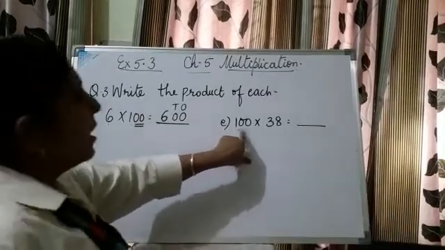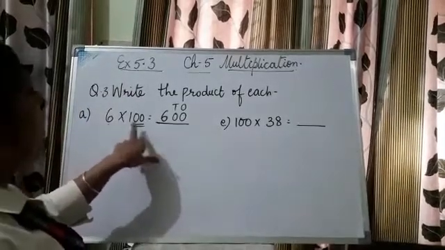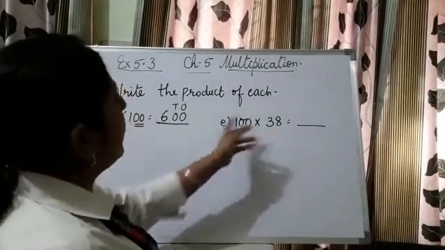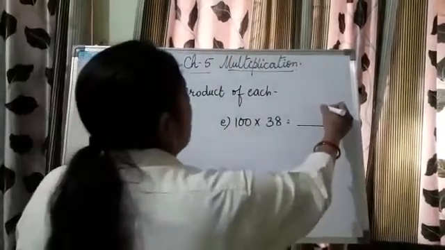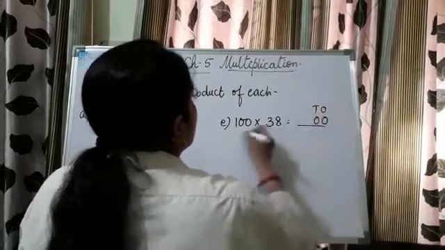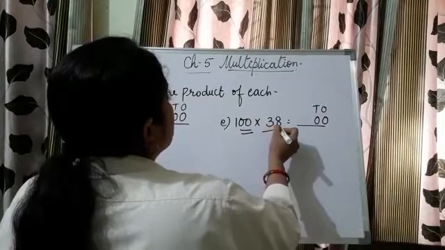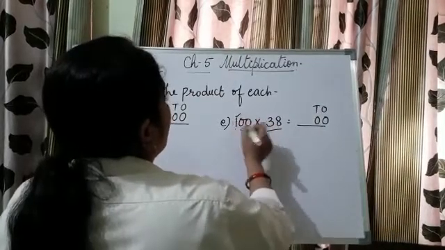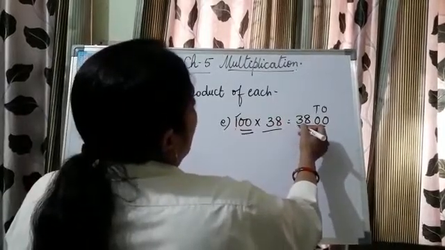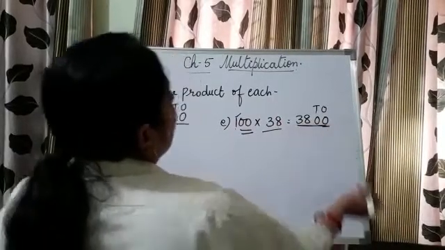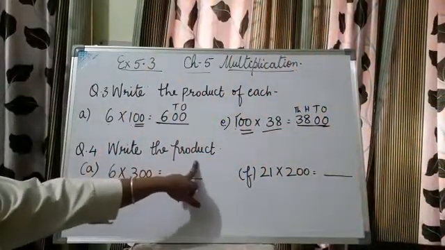E part says 100 multiplied with 38. Whether 6 multiplied with 100 or 100 multiplied with 38, they are both the same. It is again the same rule. Ones and tens place get the 0 automatically and our left number is 38, that is 38 when multiplied with 1 is 38 itself. So, your product becomes 3800.